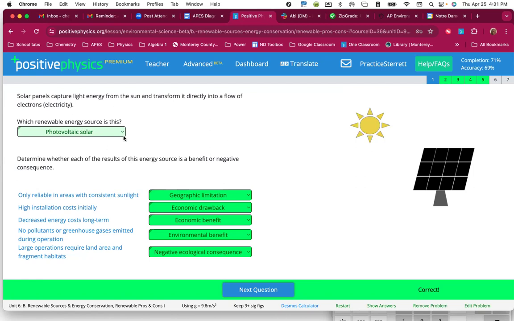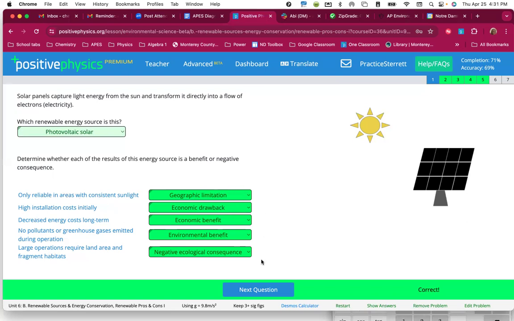So in this question, it's giving an introduction of what solar panels are and asking students to identify that as photovoltaic solar. And then with these pros and cons here, they are sorting the pros and cons into things like economic drawback or economic benefit, environmental benefit, or negative environmental consequence. Some of these also have, for renewable energies, geographic limitations.